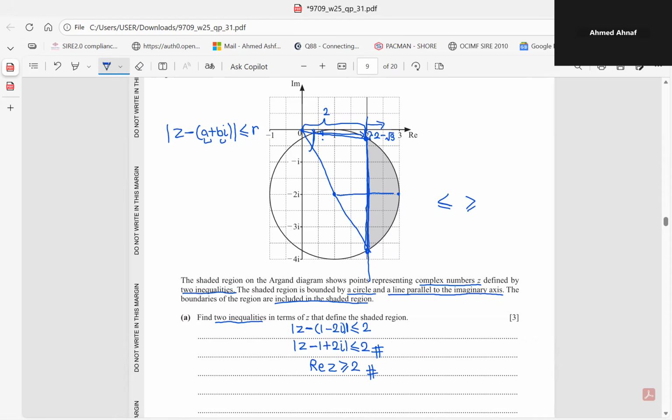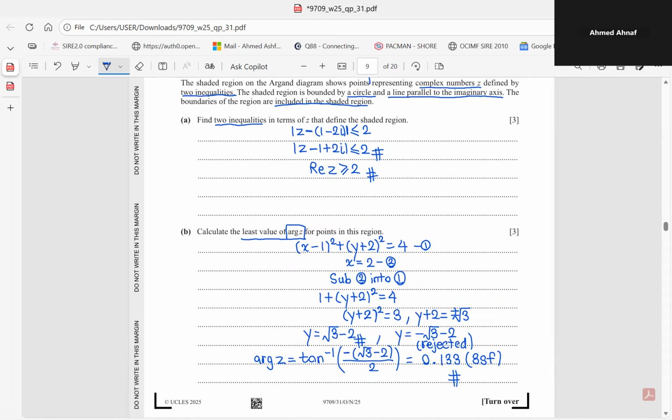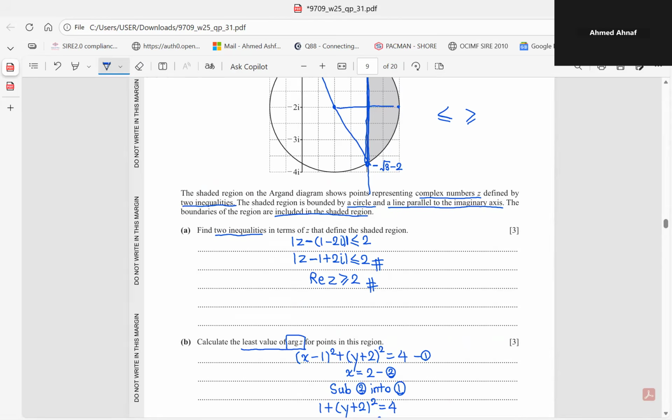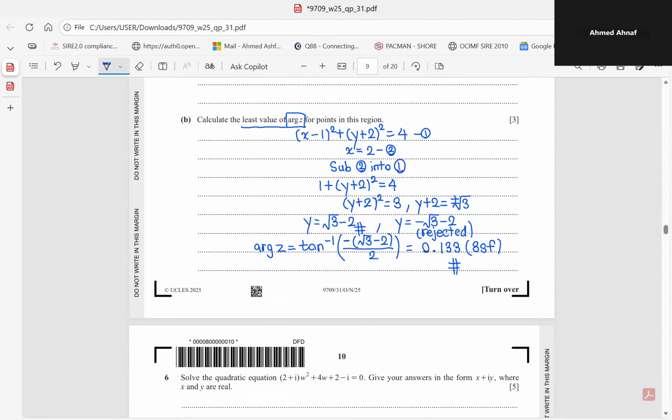So the y coordinate for this is negative square root 3 minus 2. So this is going to be tan inverse of negative (square root 3 plus 2) over 2. We also have to factor out negative 1, so it's negative 1 times (square root 3 plus 2) over 2.